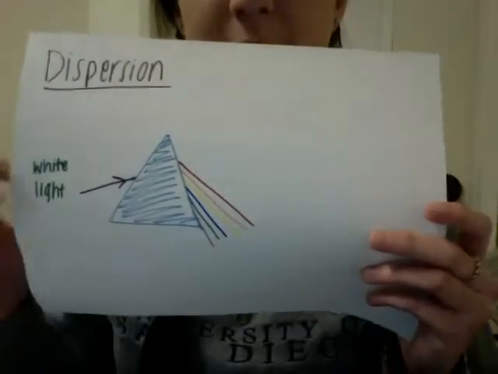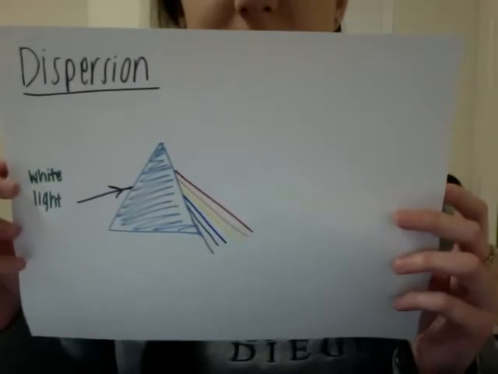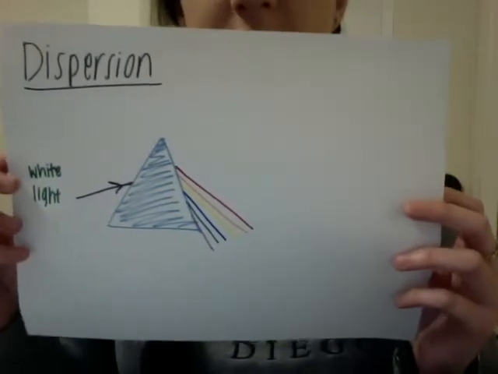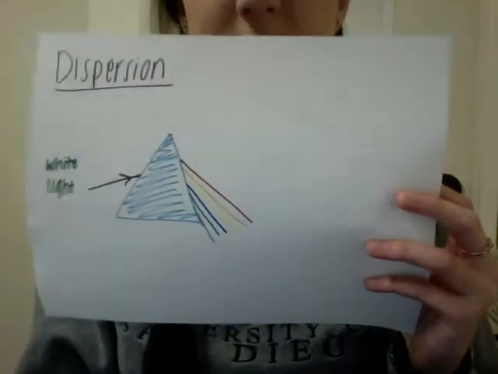Dispersion is when white light, which is made up of all visible colors of light, enters a prism and is bent by different amounts to create different colors. Different objects absorb different colors and reflect others that they don't absorb, such as the tree in the previous example.